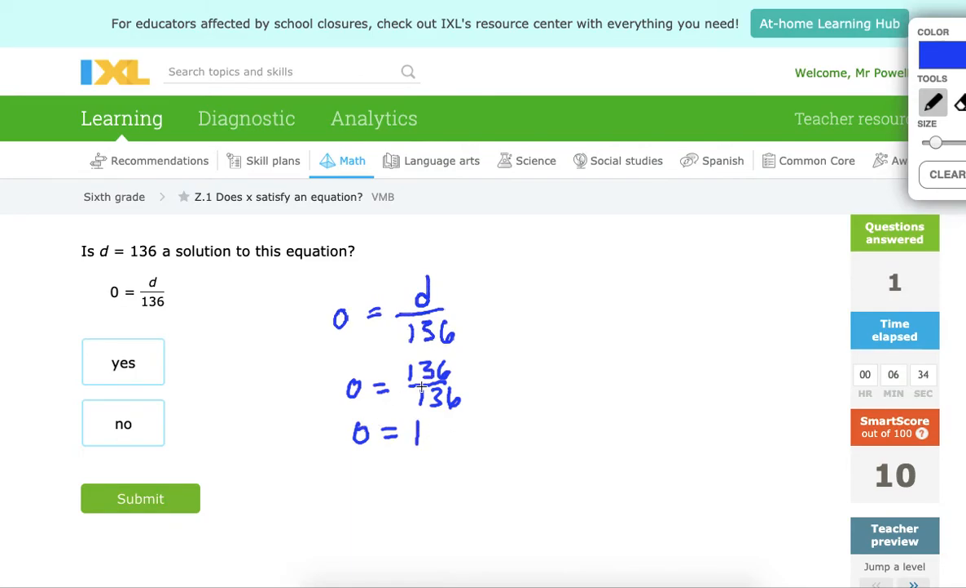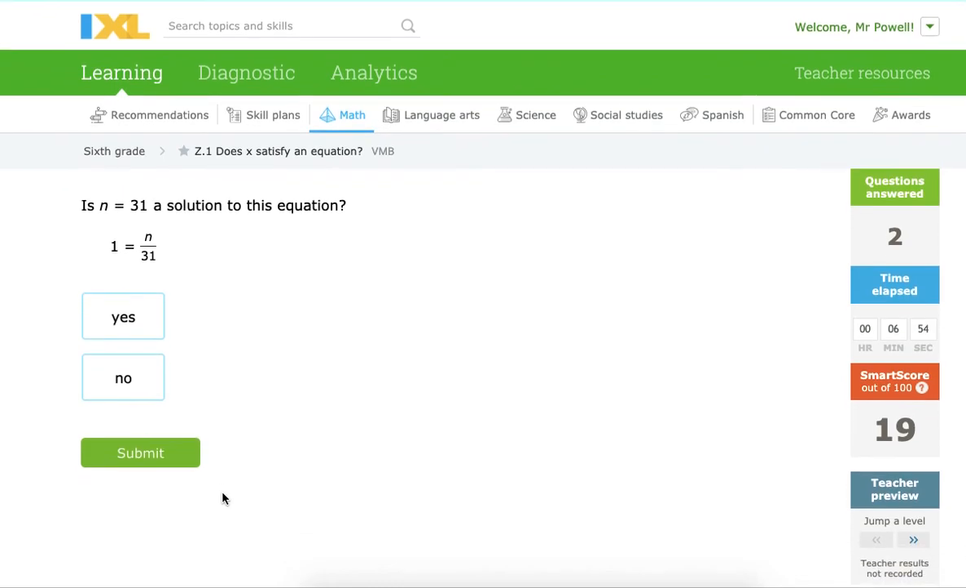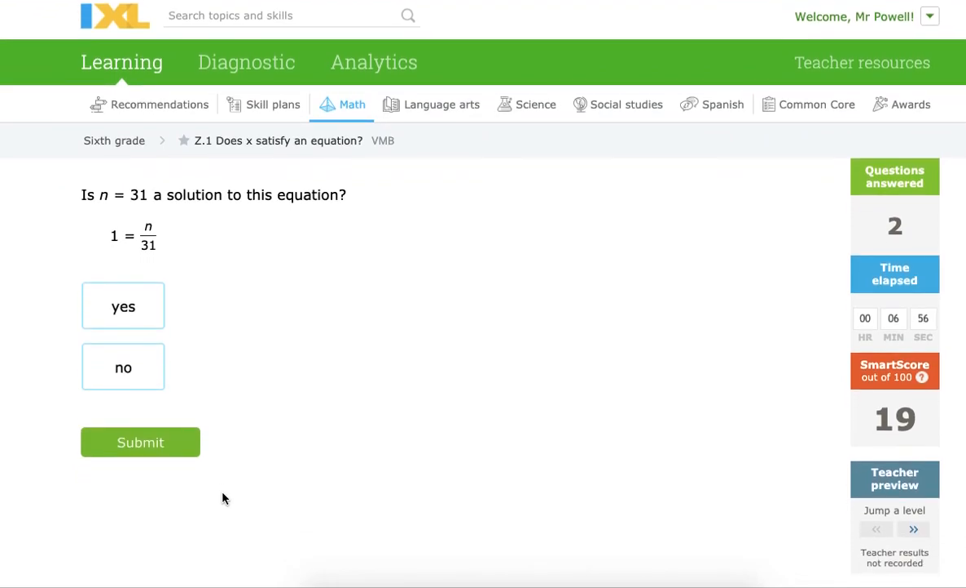So that one is not a true statement because 136 divided by 136 is not 0. So in this case, it's no. So we put no and submit it because that one is not a true statement. And so that's what you do on these. You're going to be figuring these out with adding and subtracting and multiplication and division like this.